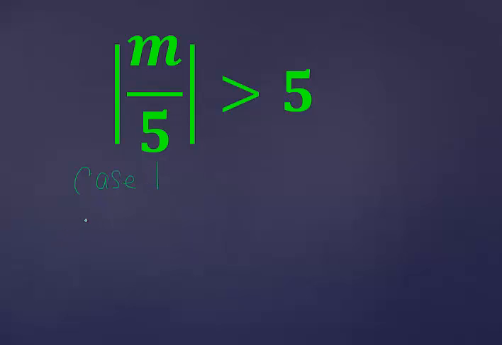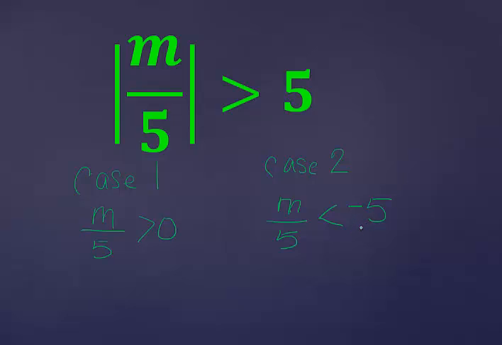And you should be thinking ahead, going, oh, m divided by 5 is going to be greater than 5. And we're going to have case 2, where m divided by 5 is less than negative 5. Remember, we flipped the sign and changed this to the number that's 5 units to the left of 0.